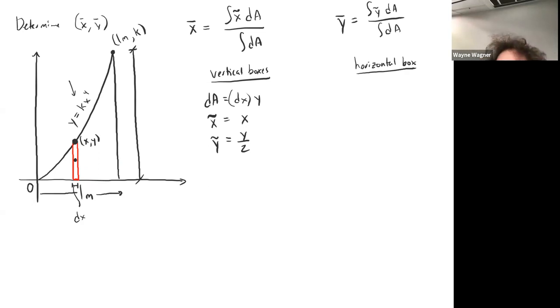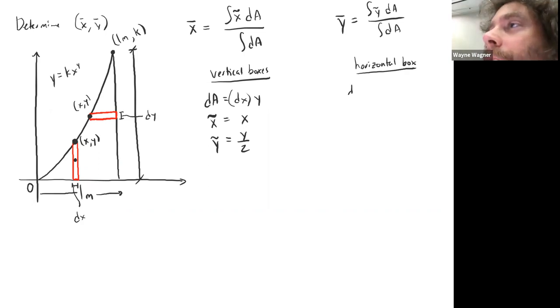So that's vertical boxes. Let's do the horizontal box. Now again, I'm going to put a big dot right here. I'm going to erase this formula and move it out of the way. So let's just say y equals kx to the 4th. This is x comma y. And this width right here, that's dy. So dA in this case, the thickness of that thing is dy.